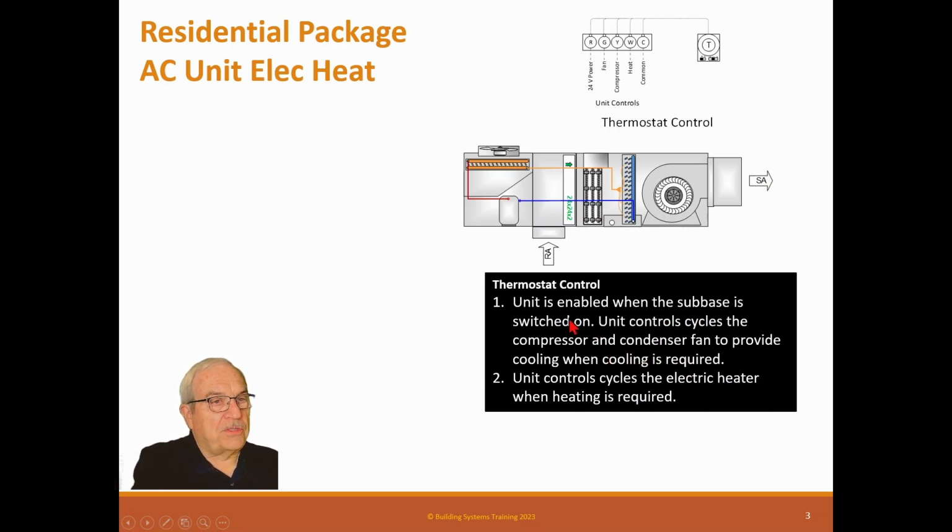So for the thermostat, the unit is enabled when the sub-base is switched on. So when the switch is on, the unit is on. Unit control cycles the compressor and condenser fan to provide cooling when the cooling is required. So when the temperature gets too hot, the element inside this thermostat closes the Y connection, and then the controls in here turn on the compressor.